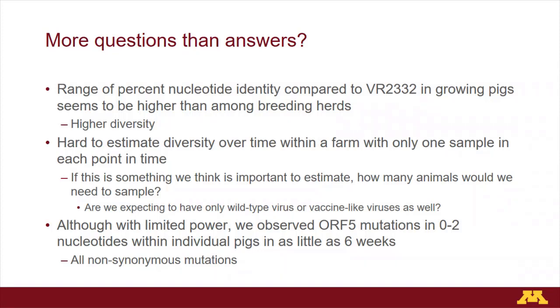And although with limited power, we observed R5 mutations ranging from 0 to 2 nucleotides within individual pigs in as little as 6 weeks. All of those mutations were non-synonymous, and each one of those occurred in different sites in the R5 gene.